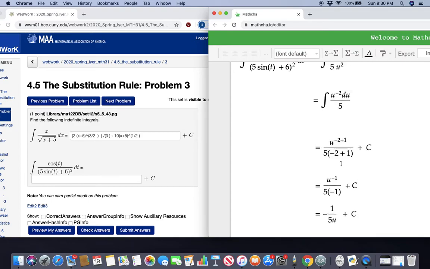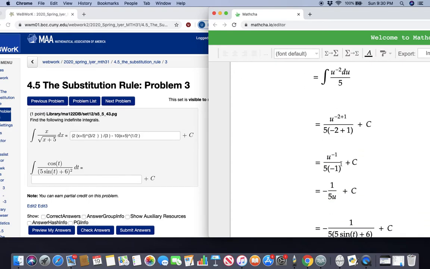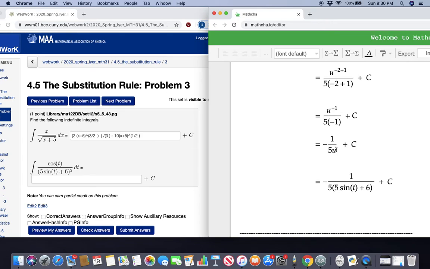Your question involved a t. So bring the t back. So u is 5 sine t plus 6. So negative 1 over 5 times 5 sine t plus 6 plus constant. So all of this goes here. So there is a negative fraction plus c. Plus c is taken care of.